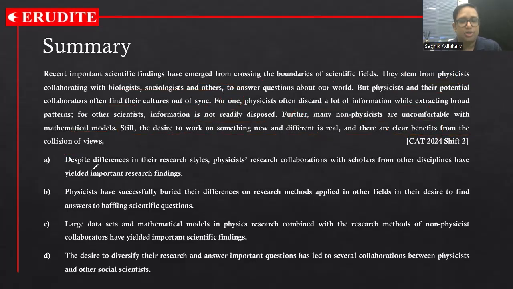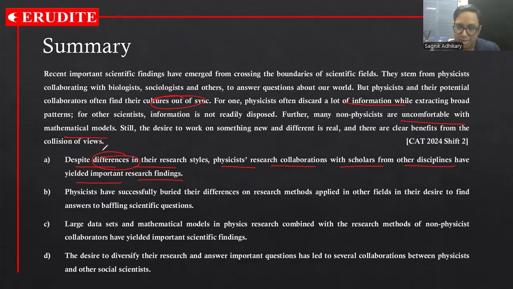That said, let us look at the options. A says, despite differences in their research styles, physicists' research collaborations with scholars from other disciplines have yielded important research findings. This is quite valid. This is quite comprehensive, covers a lot of ground. If we tally between points, despite differences, we see there are differences, their cultures being out of sync. That has been mentioned. The reasons are not given: discarding of information and then non-physicists being uncomfortable with mathematical models. That is not given, but we may leave out that deeper explanation in a summary.